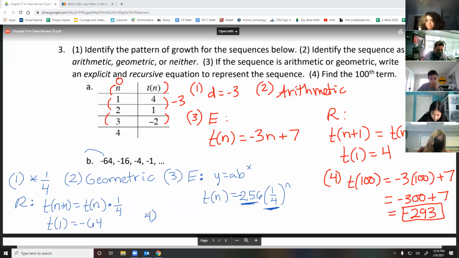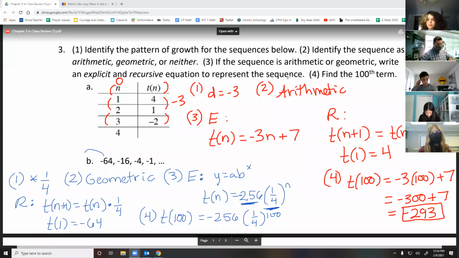So now we move on to part 4, which says find the 100th term in line. So to get that, it would be best to use our explicit equation, plug in 100 for n, and calculate on your calculator what you would get when you do 1/4 to the 100th power times negative 256. Go ahead and calculate. Okay, now think about it. If you're going to multiply by 1/4 100 more times, you're going to get a very small number. In fact, it's so small, your calculator is going to give you scientific notation.